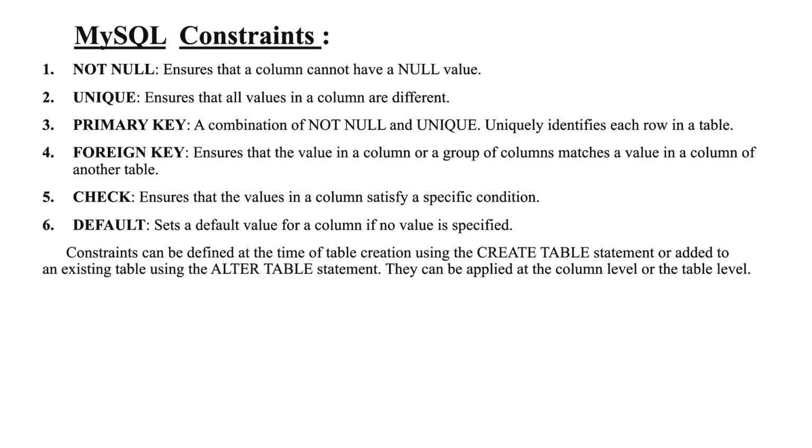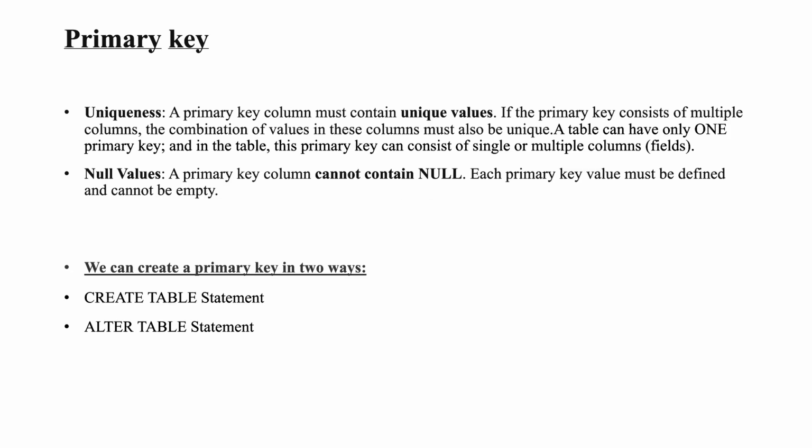Okay, in today's session we learn primary key. Primary key is a combination of not null and unique. A primary key column must contain unique values. If the primary key consists of multiple columns, the combination of values in these columns must also be unique.